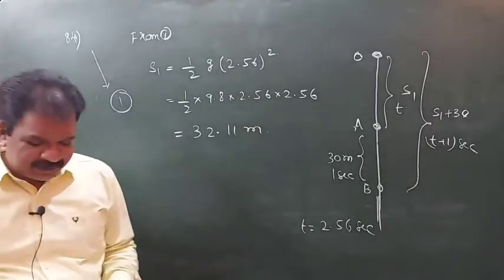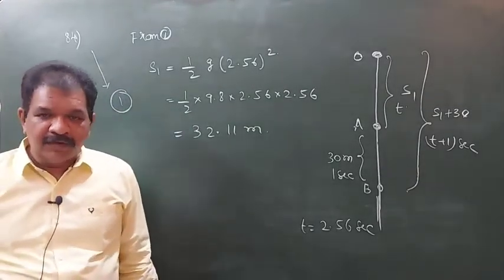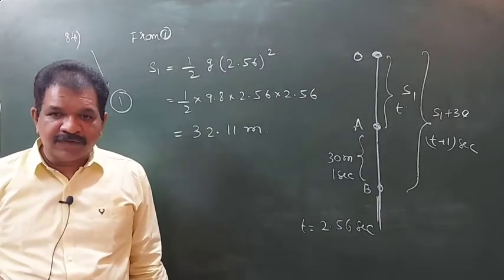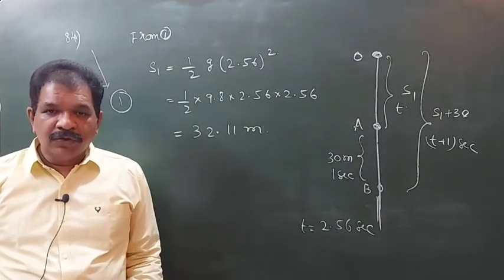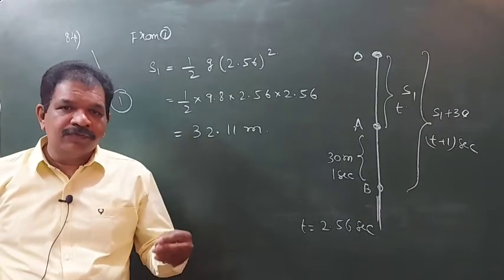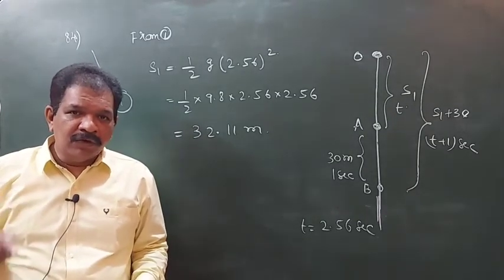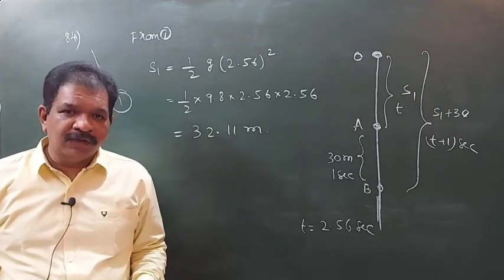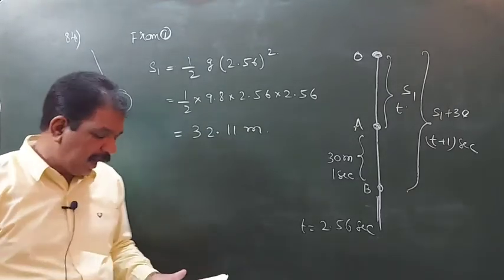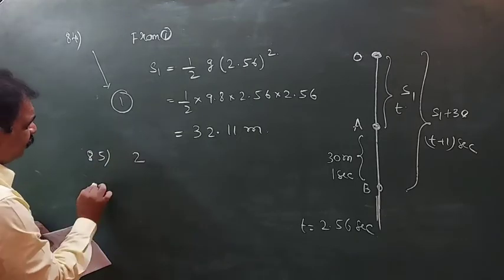Clear? Next, 85. Free fall of an object in vacuum is a case of motion with uniform acceleration. If any body is dropped in vacuum, it will fall with uniform acceleration. So 85, it will be the second option.